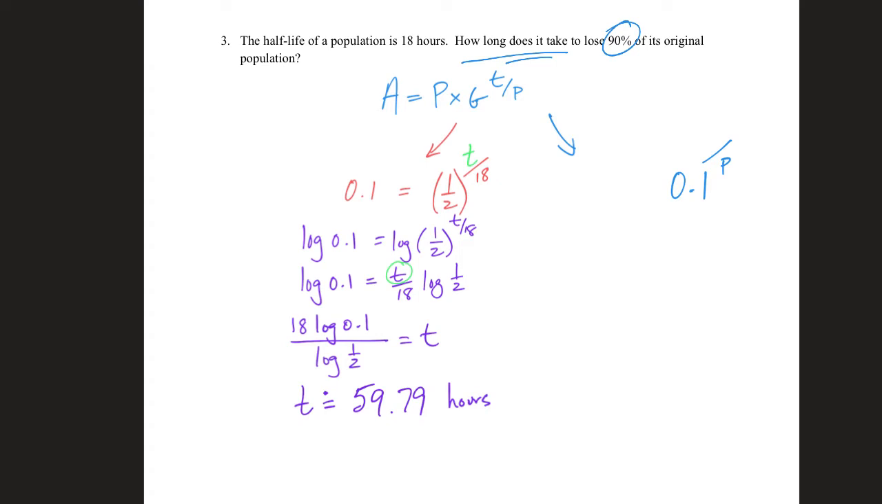Okay, well, what does the other information in the problem tell me? Well, it tells me that my half-life is 18 hours. So, if I start with 100%, then I have to get to 50% in 18 hours.